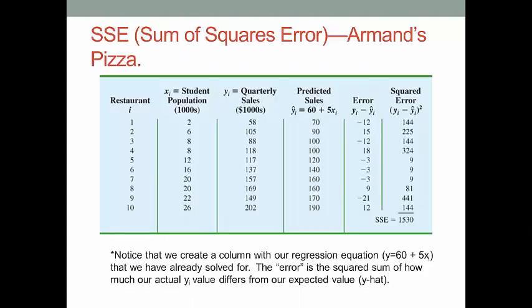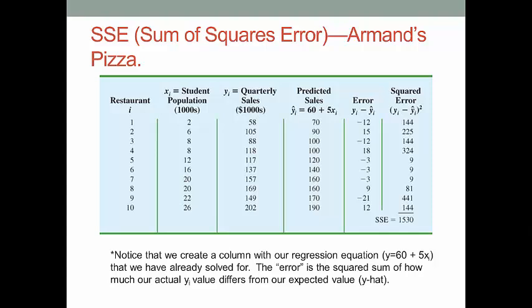So you'll see in this particular example, the y hat column under predicted sales, expected y, is equal to 60 plus 5x, so that's our regression equation. But notice that I'm just plugging in the x value from that first row under student population into this formula. So for example, in restaurant number 1, the student population is 2, or 2,000, and so I would plug that into y hat is equal to 60 plus 5x. So 5 times 2 is 10, plus 60 is 70, and you see that's the value below. Or if you go down to restaurant 4, it's 8. 8 times 5 is 40. 40 plus 60 is 100.